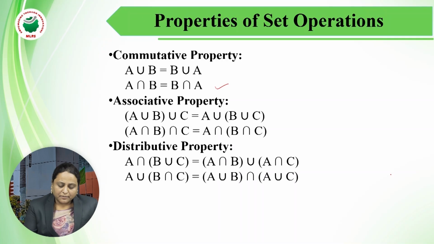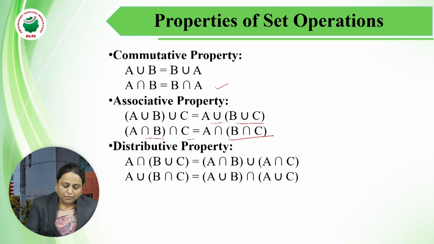And associative property. Whenever you are having three sets A, B, C, the grouping A union B, union C can also be grouped as A union, B union C. The same thing can be applied for intersection also. A intersection B, intersection C can be grouped as A intersection, B intersection C. This is associative property. And the next one is distributive property.